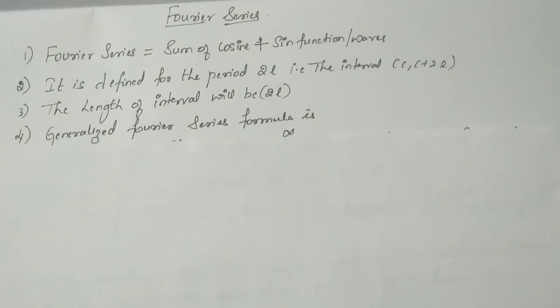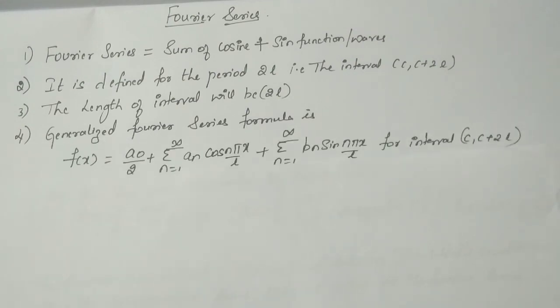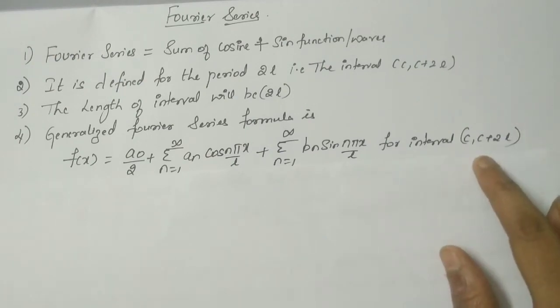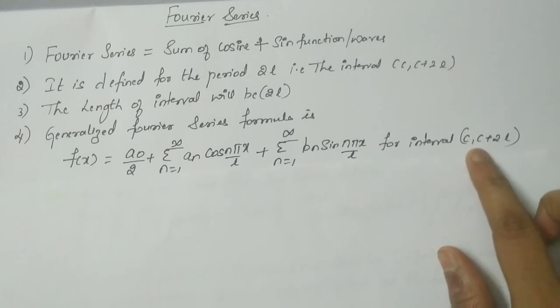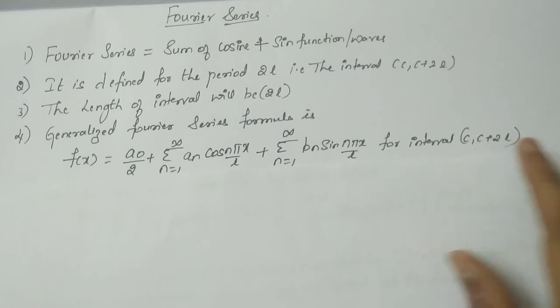So what is the generalized formula for Fourier series? f of x is equal to a0 by 2 plus summation n is equal to 1 to infinity an cos n pi x by L plus summation n is equal to 1 to infinity bn sin n pi x by L. As I already stated, this is for the interval c to c plus 2L. When you take the length, it will be 2L, since c and c minus c get cancelled out.